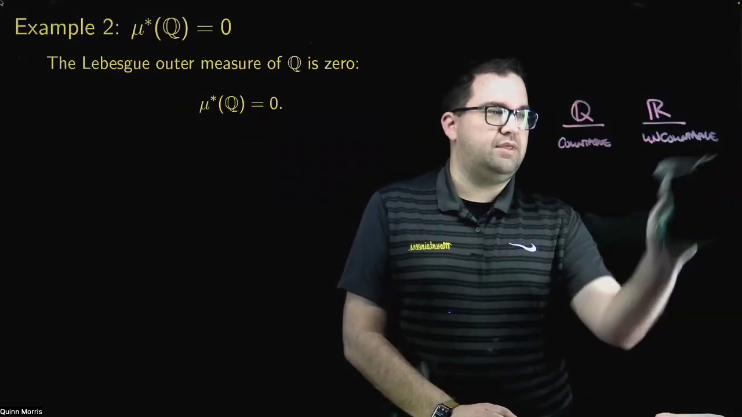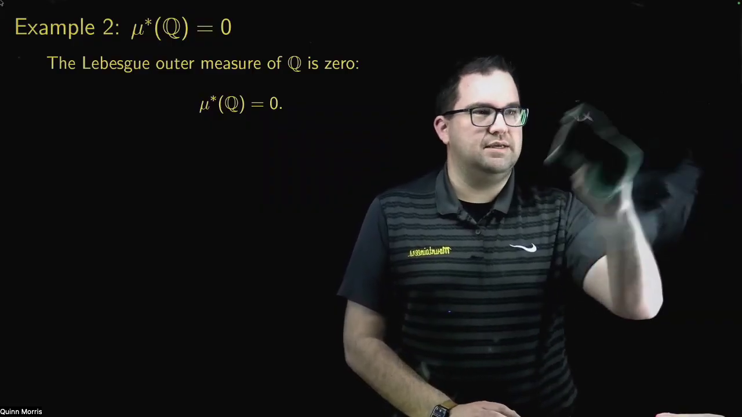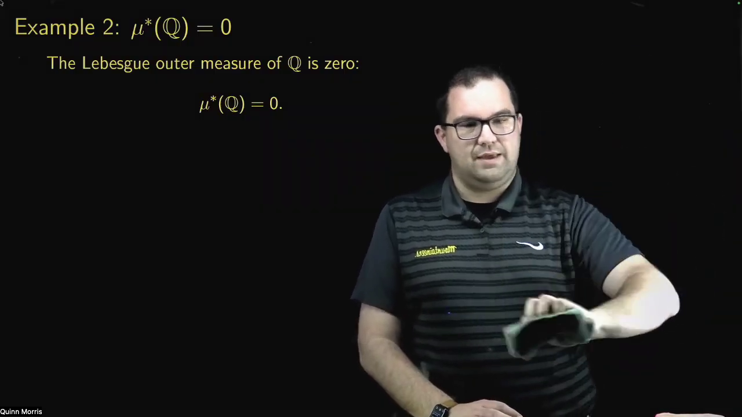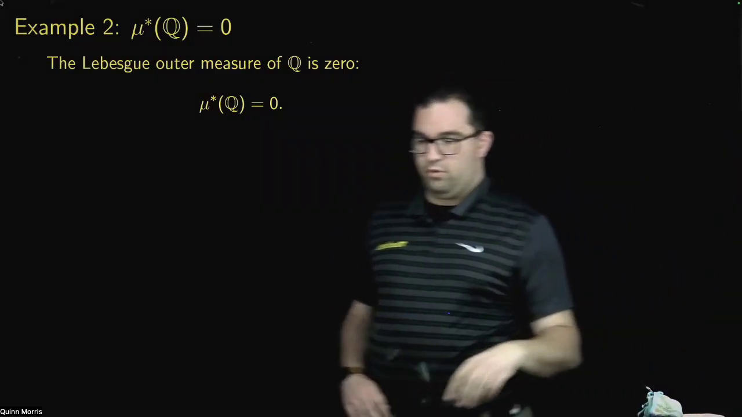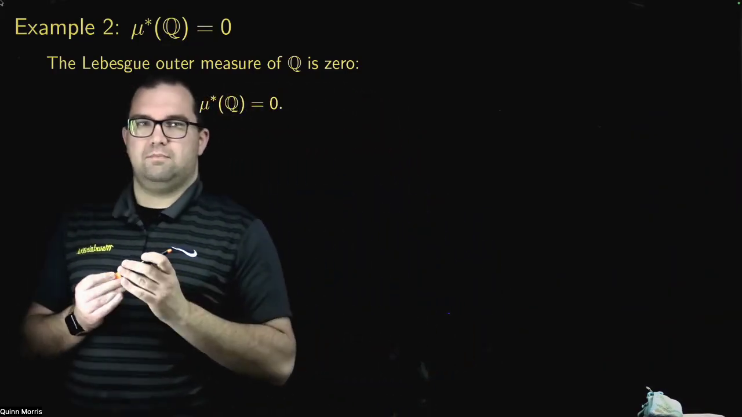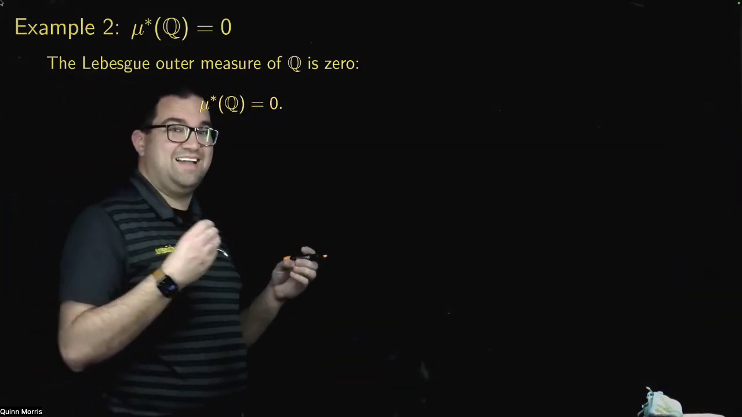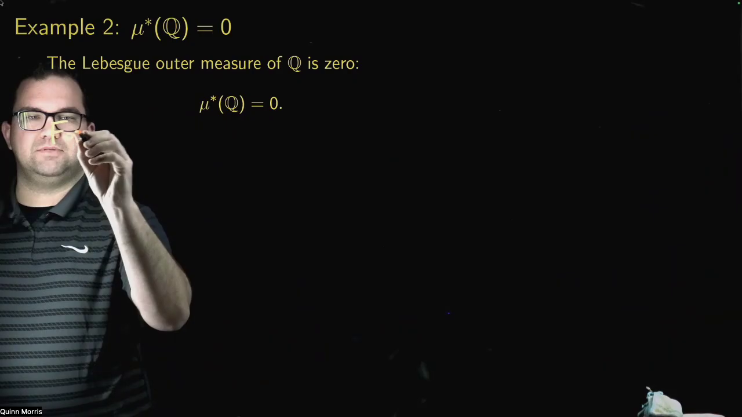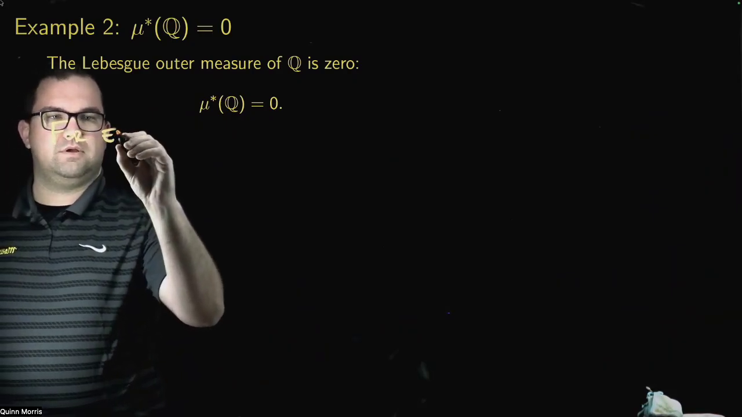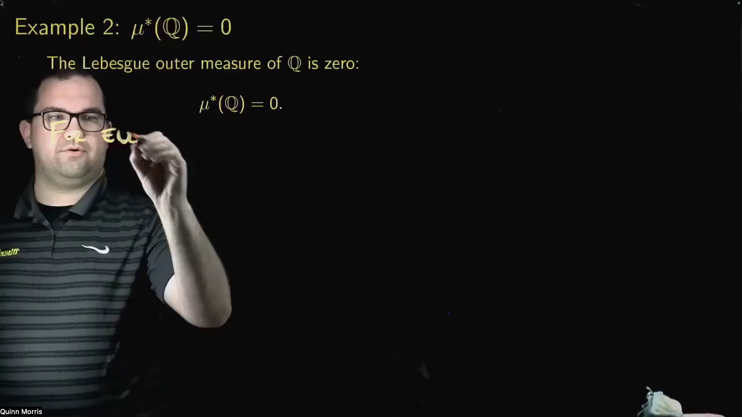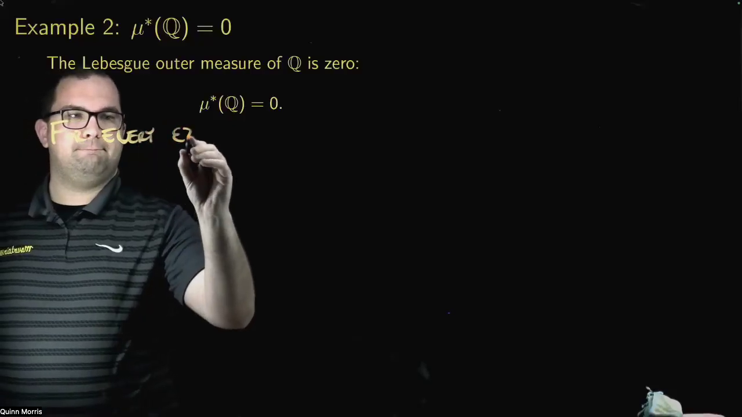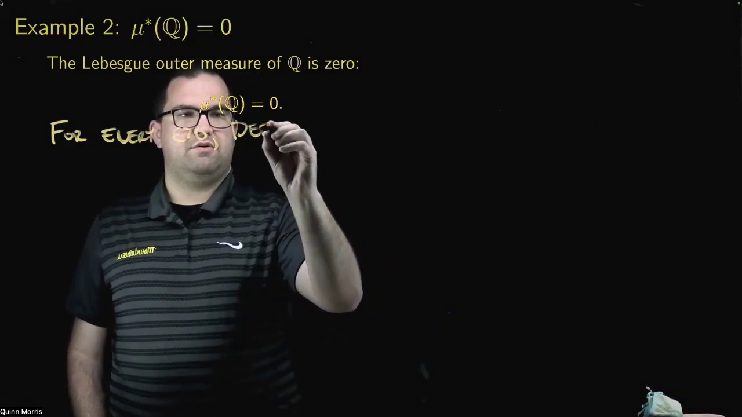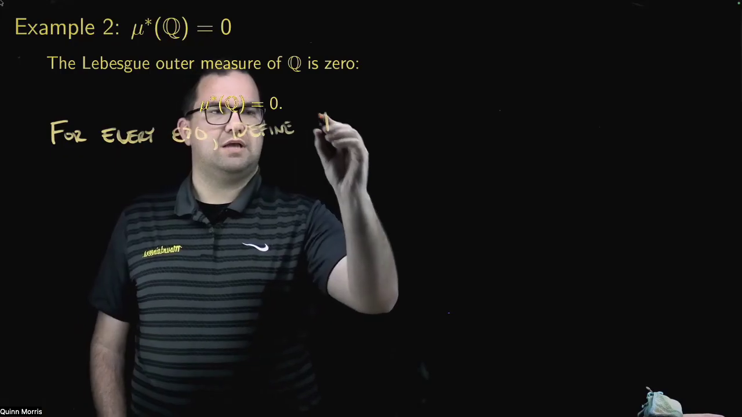All right, so we want to show the outer measure of the rational numbers is 0. And we're going to do this in a similar way to before, which is we're going to look at a particular set of open covers. But the way we're going to do this here is we're going to say, give me any epsilon you want. So for every epsilon greater than 0, we can define the sets I_n.